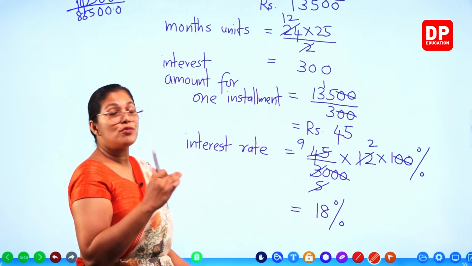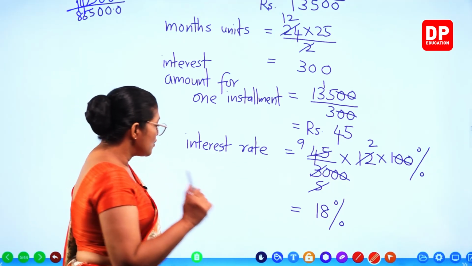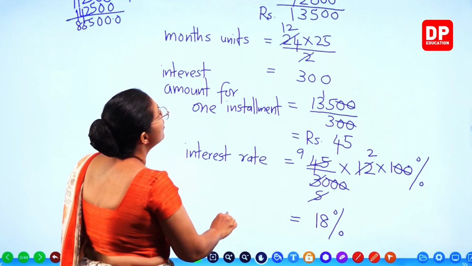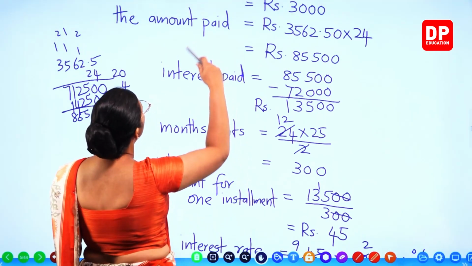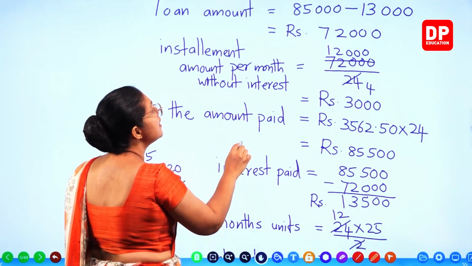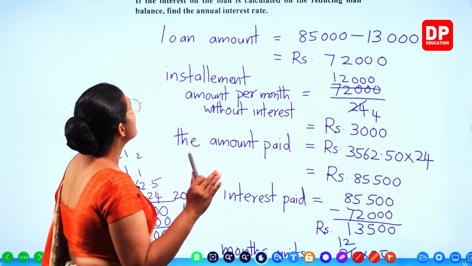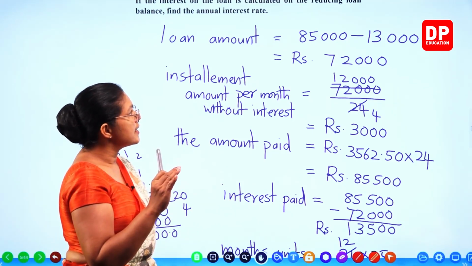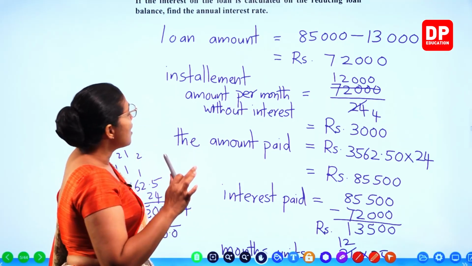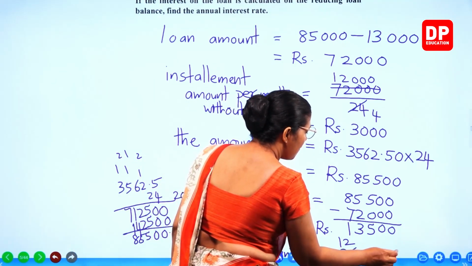So you have to do all these parts to get the final answer. Make sure that you do these steps, because in this question they have not given parts. Straight away they have asked for the annual interest rate. So there are 10 marks for the whole question. Let's give marks.